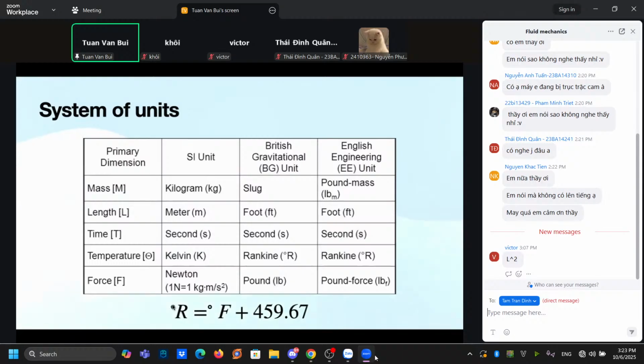Here you can take note for degree Rankine: it equals degree F plus 459.67.